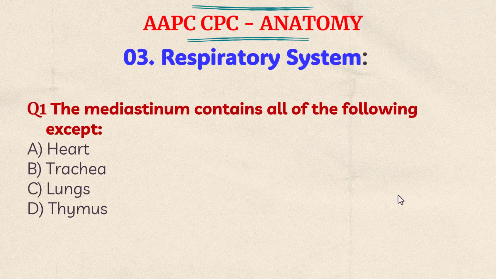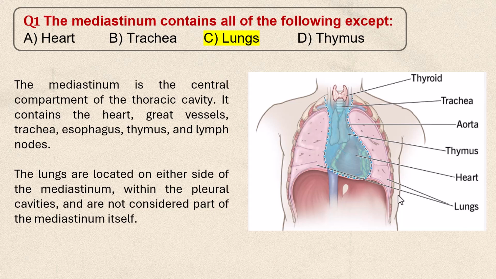Respiratory system. Question number 1. The mediastinum contains all of the following except: A. Heart, B. Trachea, C. Lungs, D. Thymus. Please think about the answer. The correct answer is C.